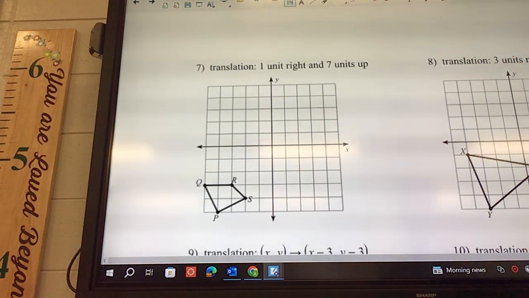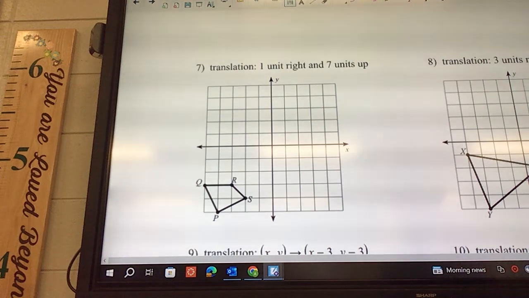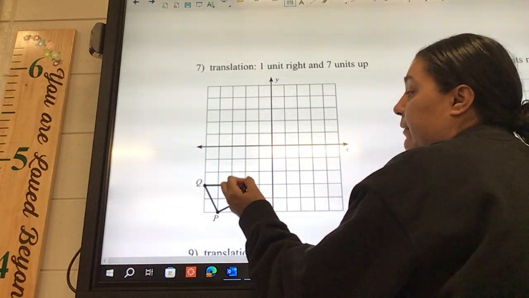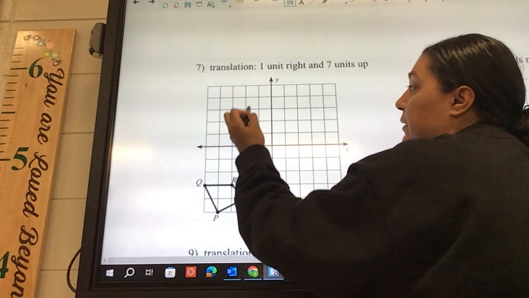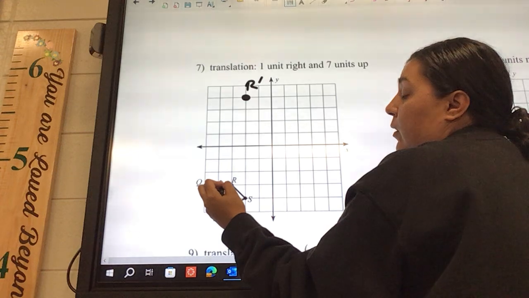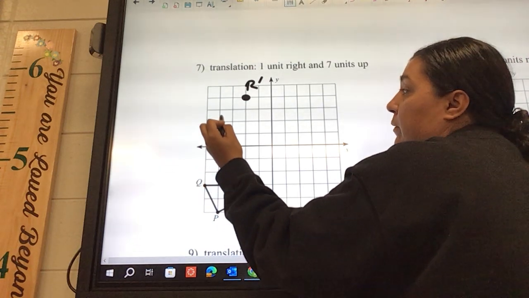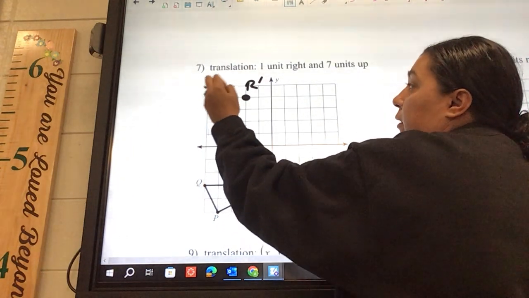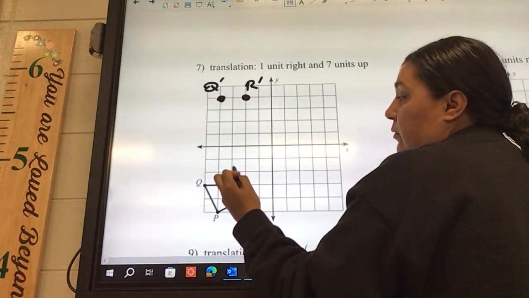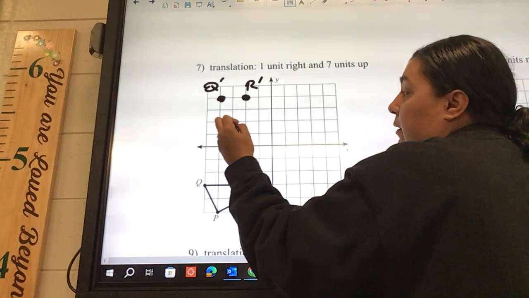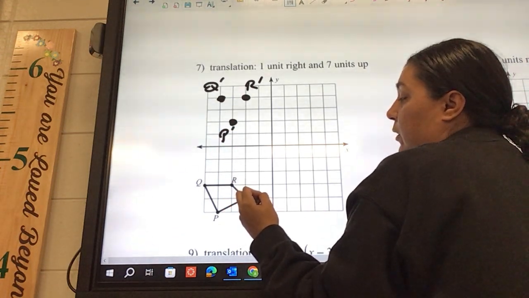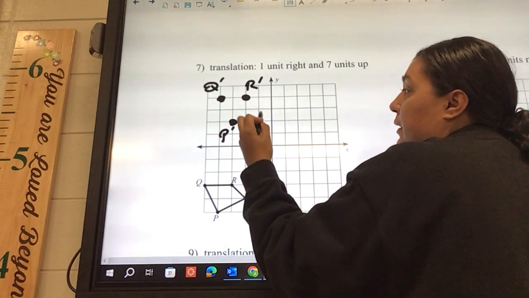Okay, 7, it goes to the right 1 unit and up 7 units. So we're going to go to the right 1 and then up 7. 1, 2, 3, 4, 5, 6, 7. So this is going to be my R prime. To the right 1 and then up 7. Q prime. Right 1, up 7. P prime, and then S over 1, up 7.